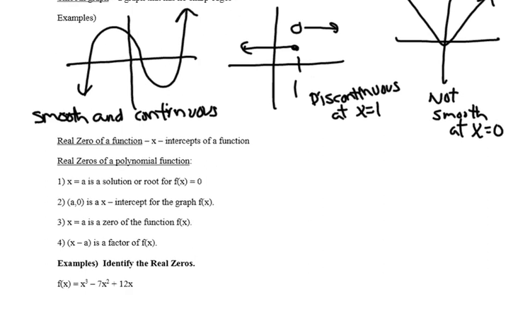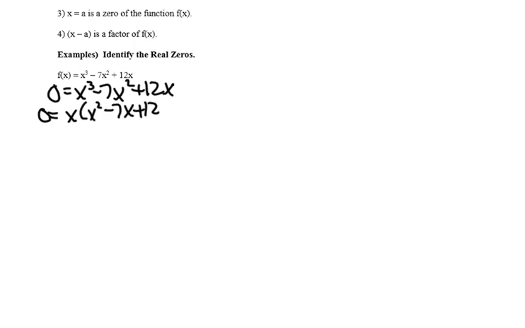All right, so now I want to be able to identify the real zeros. So again, the first thing I will do is I will replace f of x with 0. All right, so then from here, I'm going to factor out an x. And then I'm going to factor the trinomial. Well, factors of 12 that add up to be -7 are -3 and -4. Set each factor that contains a variable equal to 0.